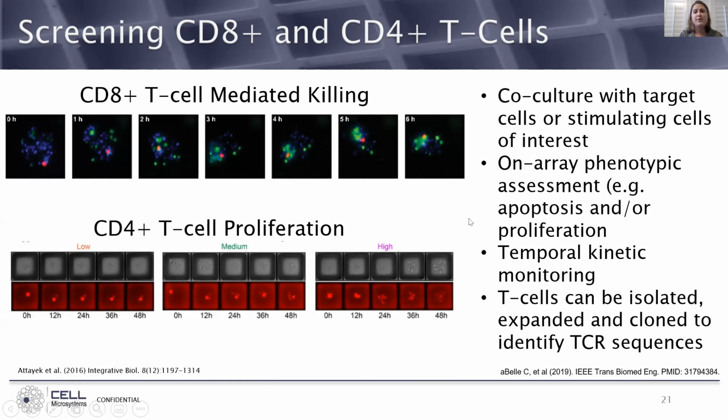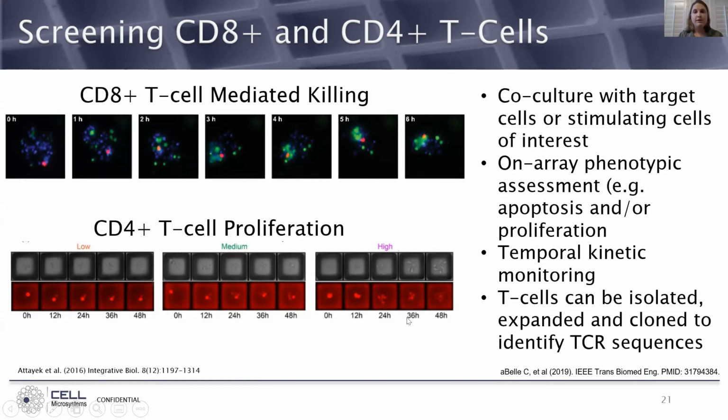So I think these two examples are really clear on the strength of the system and how you can use it to your advantage. You can co-culture cells of interest in the array. You can perform very elegant on-array phenotypic assessments, be it apoptosis, proliferation, what have you. You can do this temporally, where you can monitor it over hours or days, depending on your endpoint.